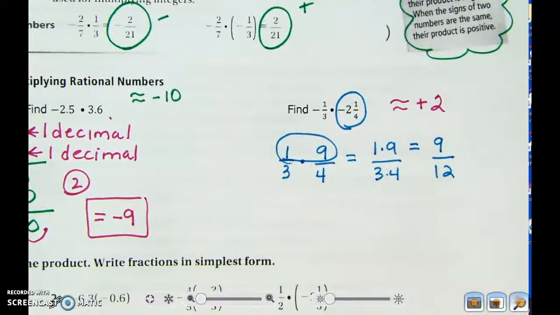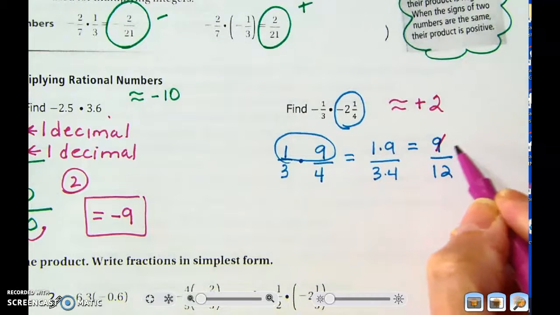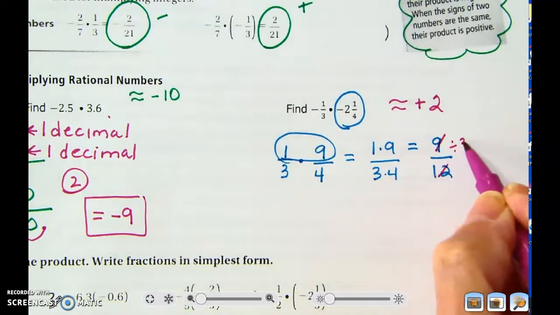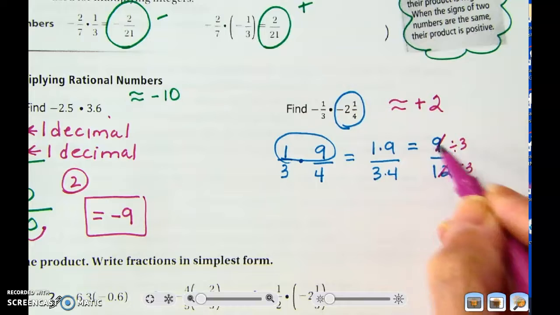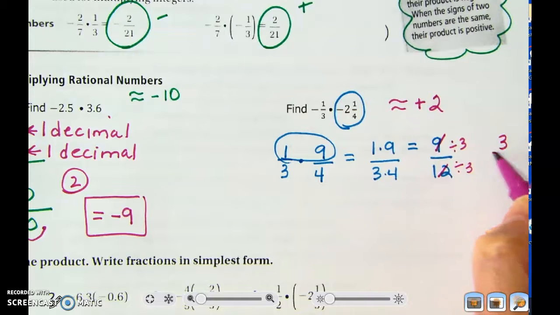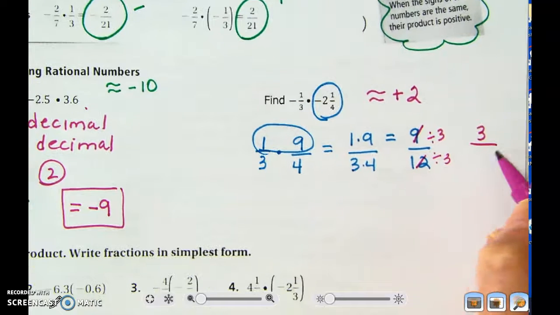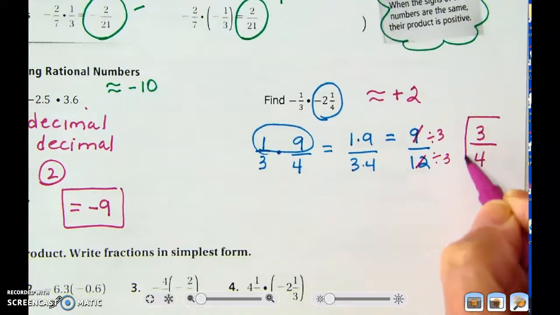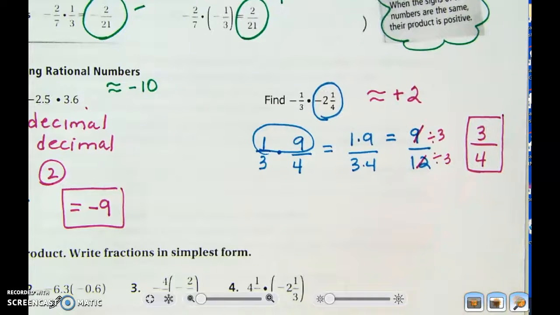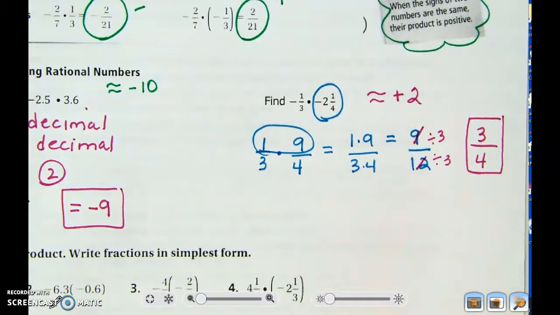Now we can break that down a little bit more because we recognize that both of these can be divided by 3. 9 divided by 3 is 3. 12 divided by 3 is 4. So my answer is 3/4. And remember, it's positive because I'm multiplying 2 negatives.